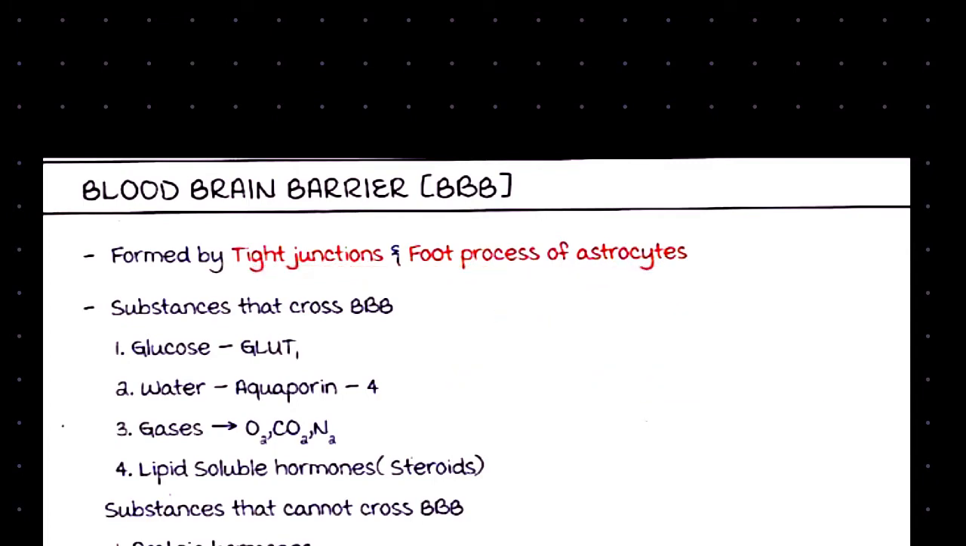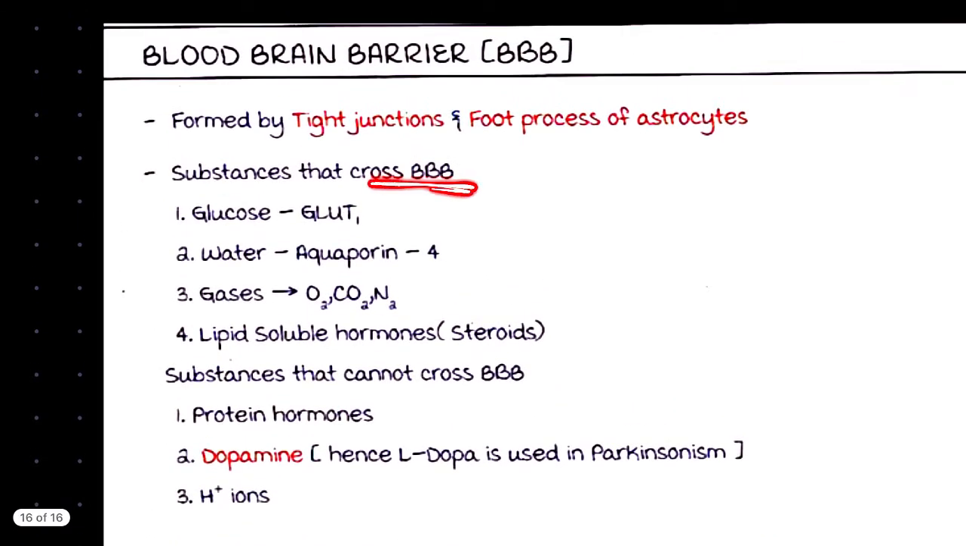Now what are the substances that can cross the blood-brain barrier? Glucose is transmitted through the GLUT1 transporter, the glucose transporter type 1. Similarly, water can also be transported through aquaporin 4. The lipid soluble substances such as steroids can also pass. Similarly, gases like oxygen, carbon dioxide, and nitrogen will also pass.